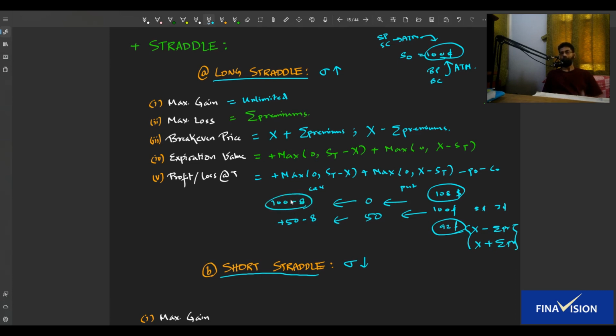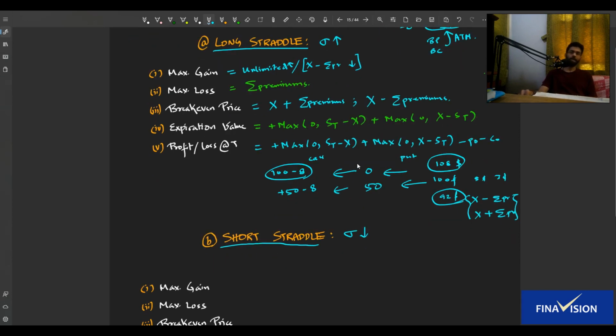So in case the stock price keeps moving upwards, the gain can be literally unlimited, and if it keeps going downwards, it is substantial till the price falls to 0, right? Limited to the price of 0 on the lower side. So unlimited on the upside and equal to the strike price minus the sum of the premiums on the lower side, right? This is how the max gain happens.